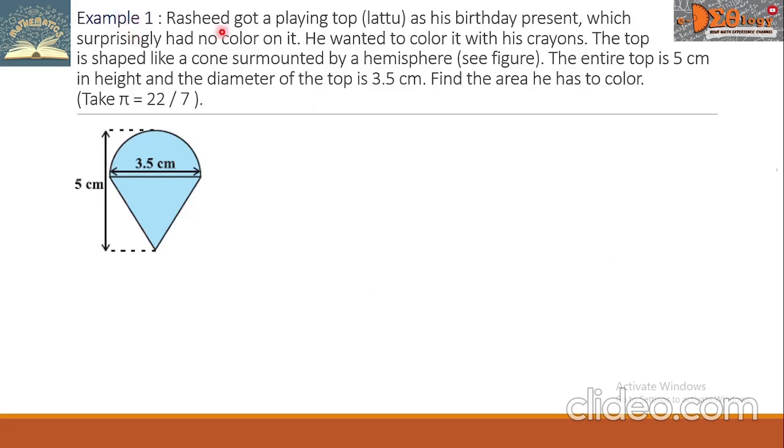Example 1. Rashid got a playing top, that is Latu, as his birthday present, which surprisingly had no color on it. He wanted to color it with his crayons. The top is shaped like a cone surmounted by a hemisphere. See this figure. The entire top is 5 cm in height and the diameter of the top is 3.5 cm. Find the area he has to color. Take pi equals 22/7.